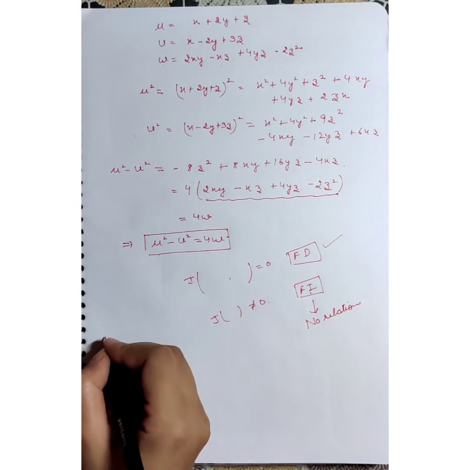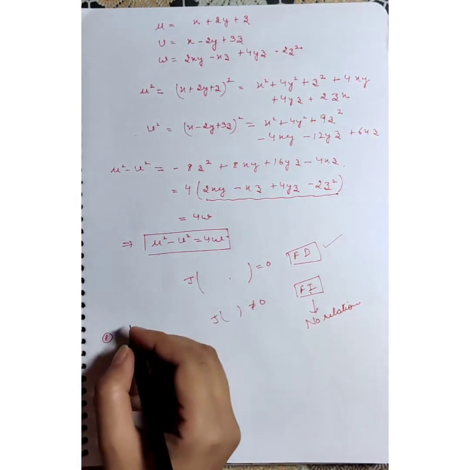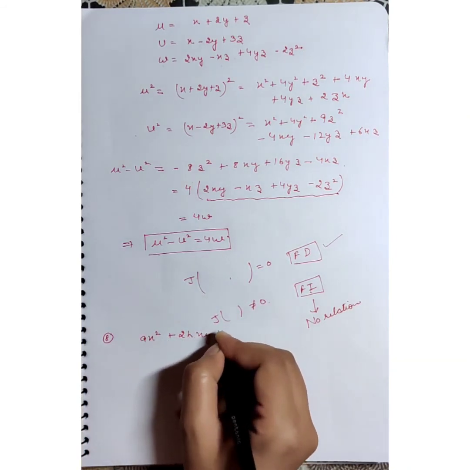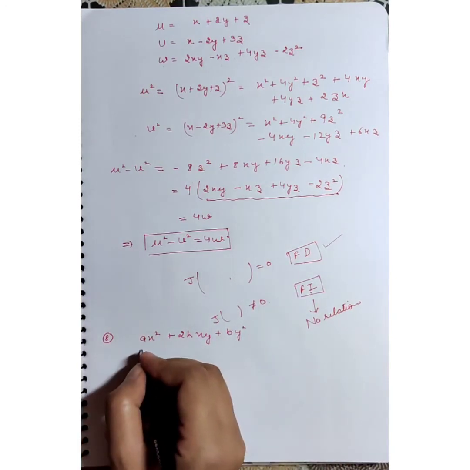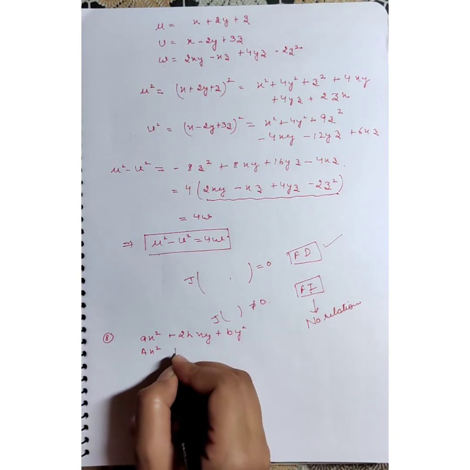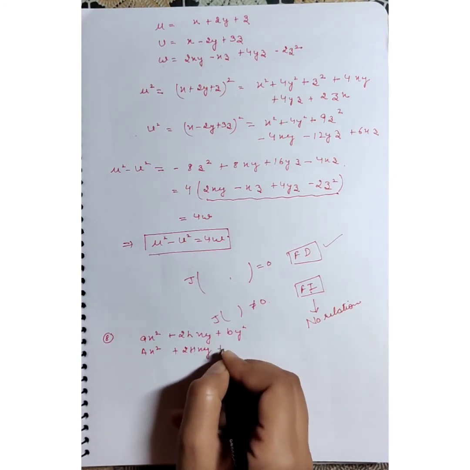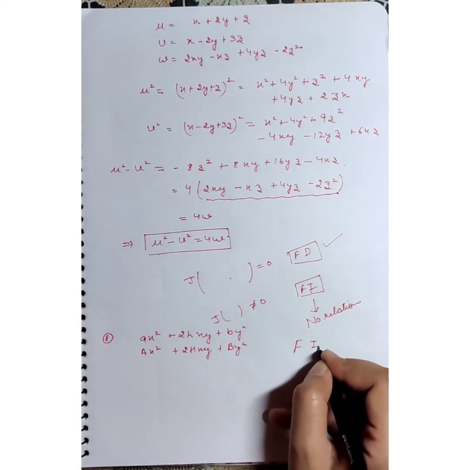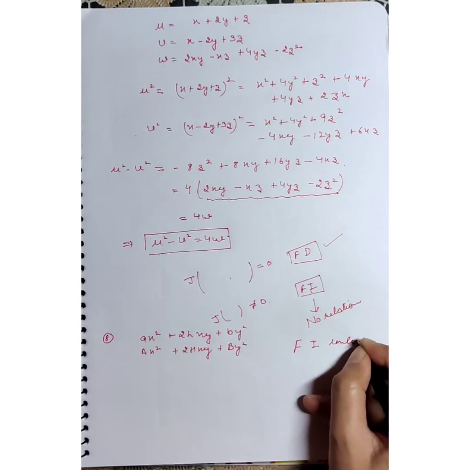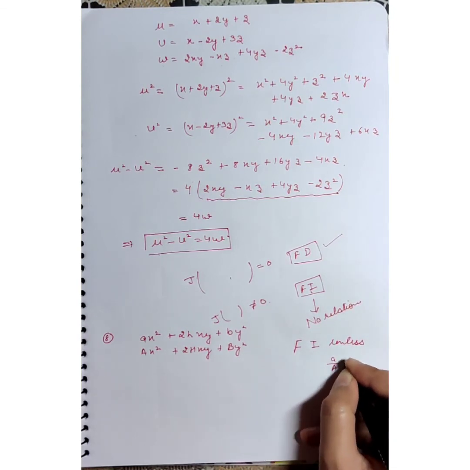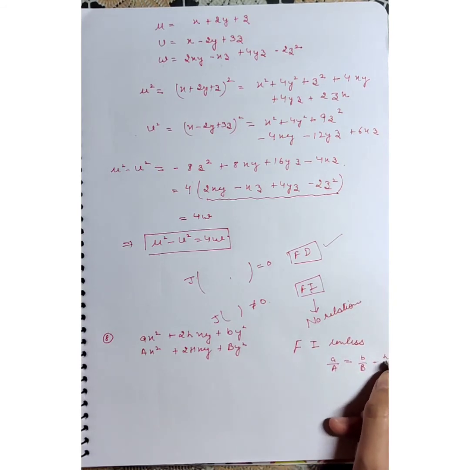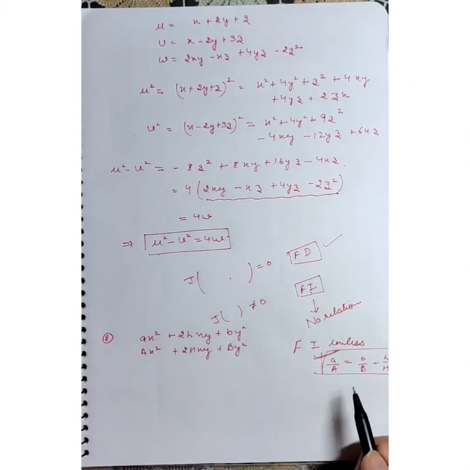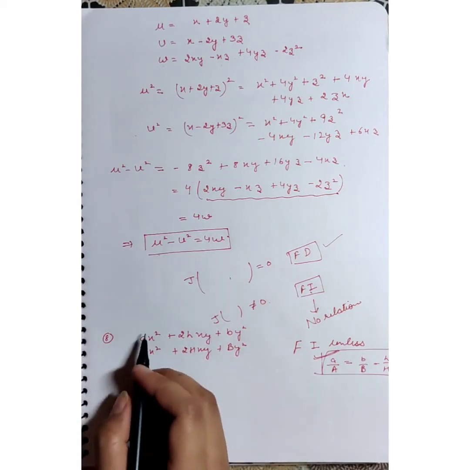Now to question number 8 of the exercise. Show that ax square plus 2hxy plus by square and capital A x square plus 2 capital H xy plus capital B y square are functionally independent unless a by capital A equal to b by capital B equal to h by capital H. If this relation is there, then these two functions are functionally dependent, otherwise they are independent.